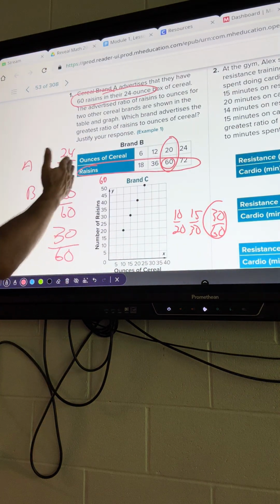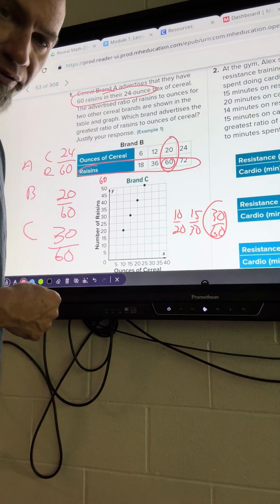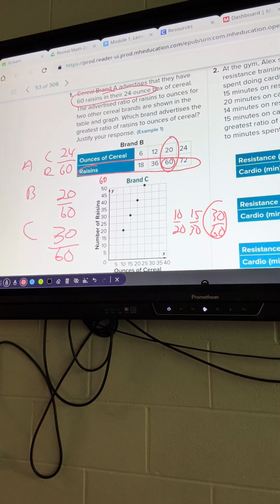So now that it's fair, because we have raisins being 60 for all three, which one has the most cereal in terms of the ratio of cereal to raisins?